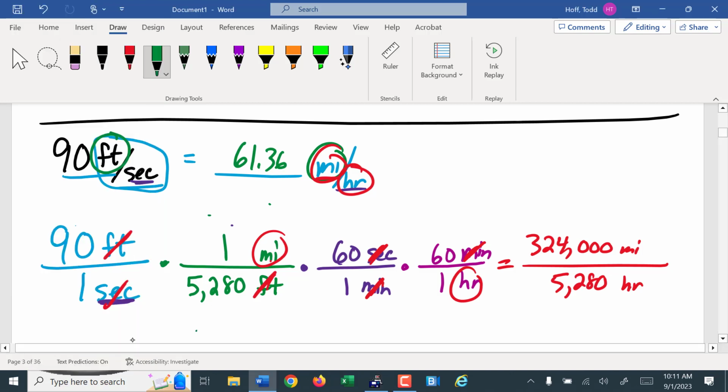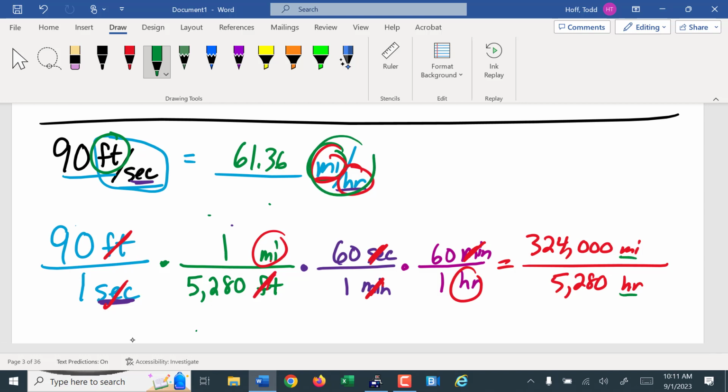And then, of course, the units just get put into that rate. Miles divided by hours is miles per hour. So that's 61.36 miles per hour.